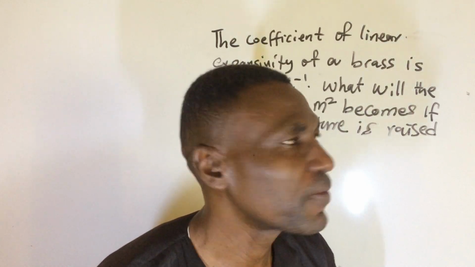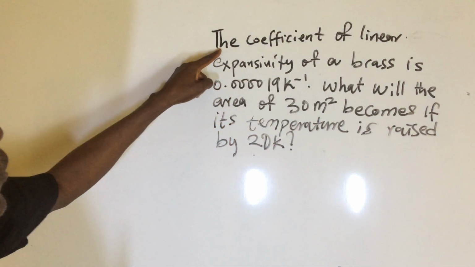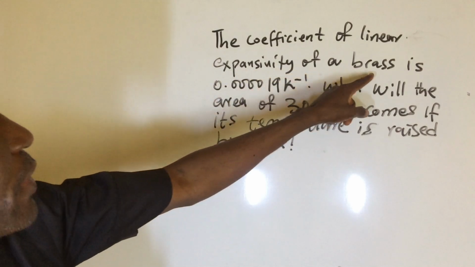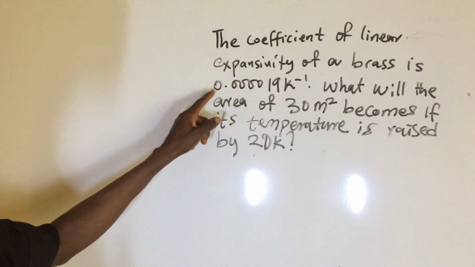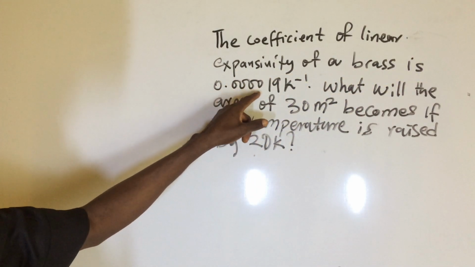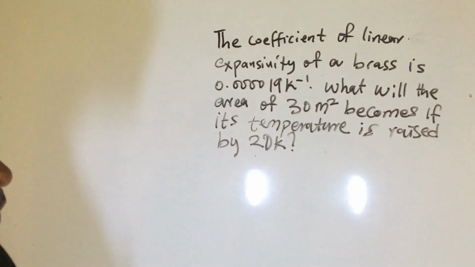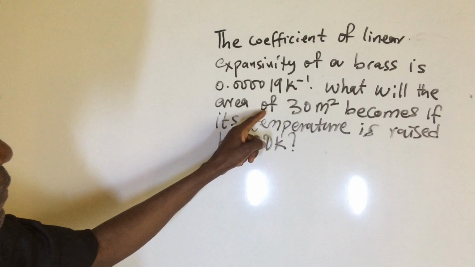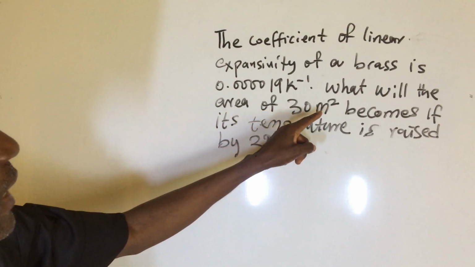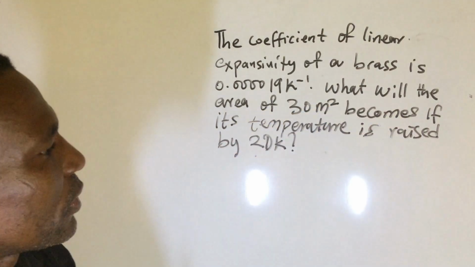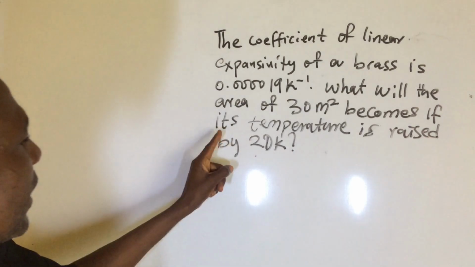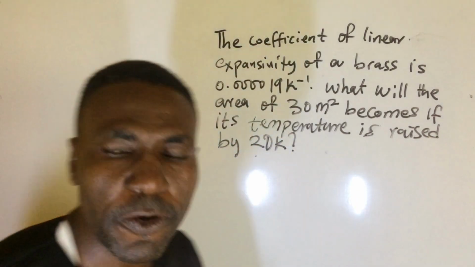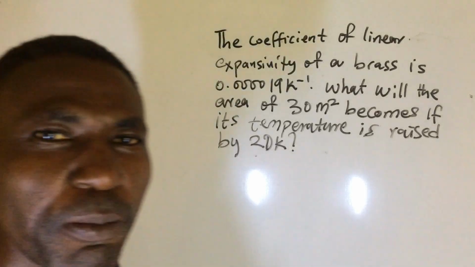Okay, let's solve. The coefficient of linear expansivity of brass is 0.000019 per Kelvin. What will the area of 30 meters square become if its temperature is raised by, let's solve, okay? Then it has a formula.